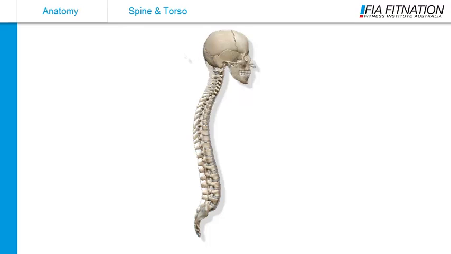So the spine itself is the central axis of the body, and it's composed of 33 bones divided into 5 distinct regions. Each bone is known as a vertebrae, and each region has sets of vertebrae which are unique to that region, which gives each region its unique characteristic to allow for various functions.